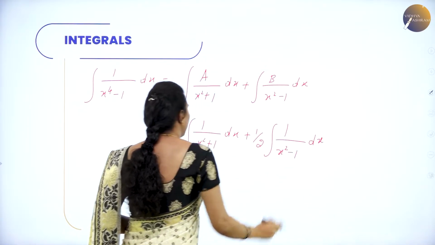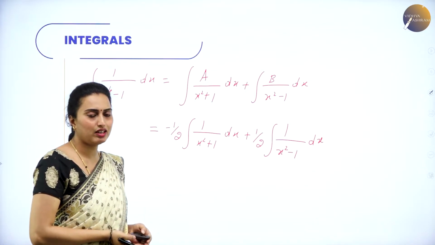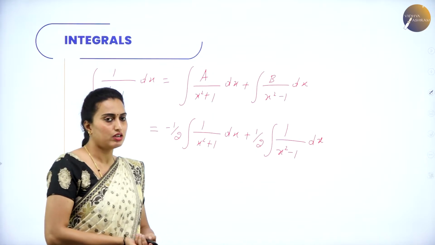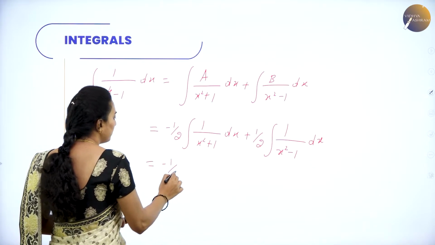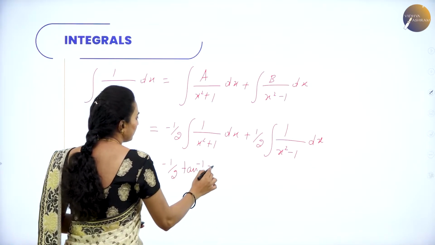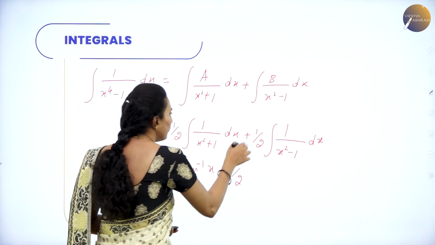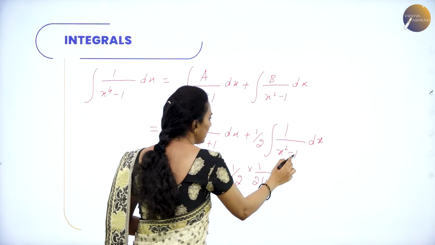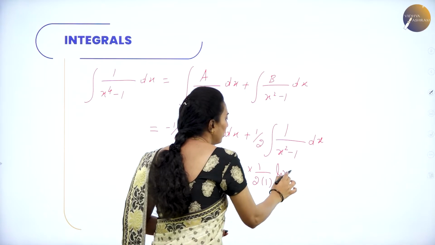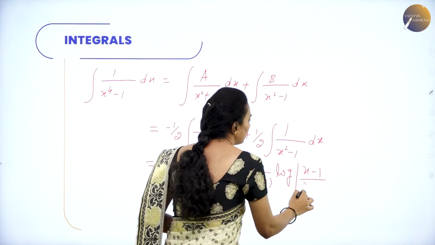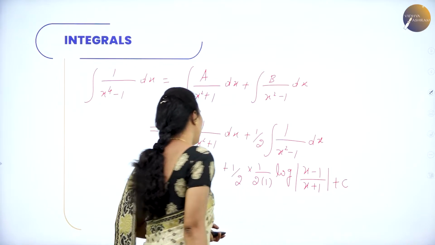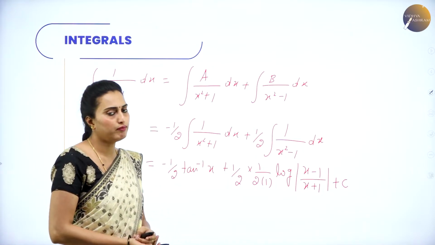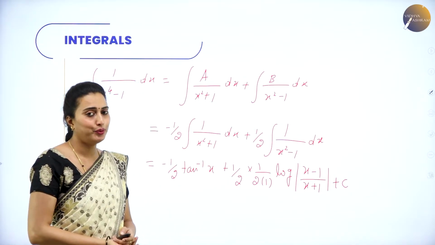Now you know that integral of dx divided by (1 plus x squared) is tan inverse of x. So therefore you have here minus 1 by 2 into tan inverse of x, plus 1 by 2 into, for 1 divided by (x squared minus a squared), which is 1 by 2a, so 1 by 2 into 1 because a squared is 1 there, into log of modulus of (x minus 1) divided by (x plus 1) plus c. And this is your final answer. You can multiply 1 by 2 into 1 by 2, which will become 1 by 4, dear students. I hope you understood this one.